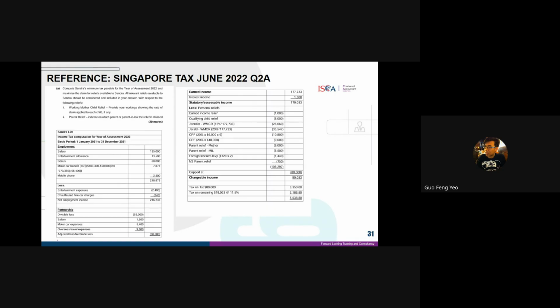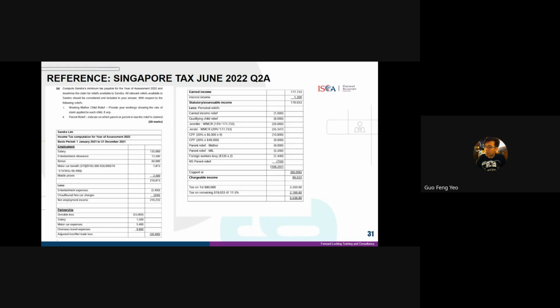Next will be her partnership business. Again, partnership related calculations are disclosed separately, as it is a different income source stream for Sandra. Starting from the divisible loss of 55,000, we add salary of 1,500, motor car expenses that are not business related, overseas travel expenses that are not business related, leading to an adjusted net loss of 38,500.